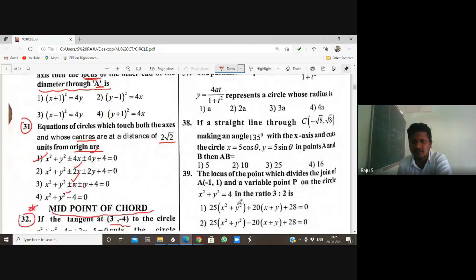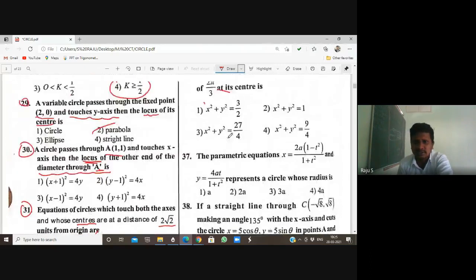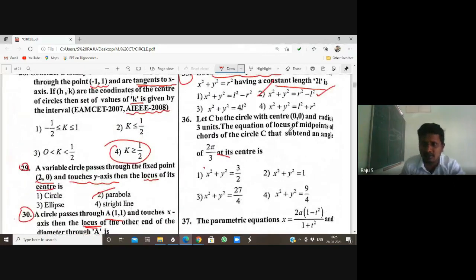All questions are very easy here. This is a very easy question, I'll explain very fast. See, the circle with center 0, 0 and radius 3 units. Okay, the radius is 3 units. Fine.